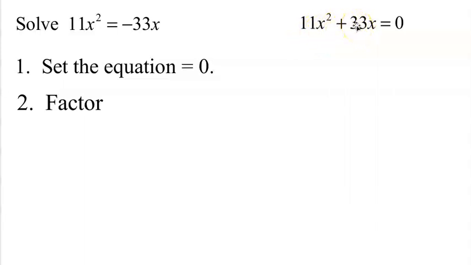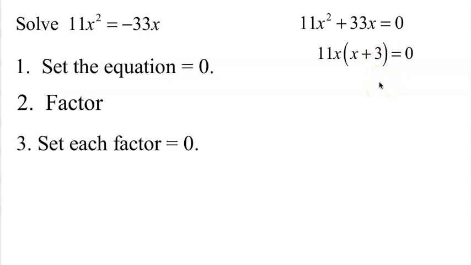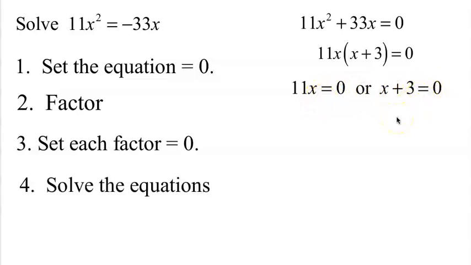11 and 33 both take 11, so 11 counts as a common factor. X squared and x both take an x, so therefore 11x is the common factor. When I divide by 11x, 11x squared divided by 11x is just x. 33x divided by 11x is just 3. So I've successfully factored it. My next move is to set each factor equal to 0. So that would be 11x is 0 or x plus 3 is 0. Dividing by 11, x is 0 over 11, x is 0 on this side. Adding negative 3, here we get x is negative 3. So to solve the equations, that's what we get.